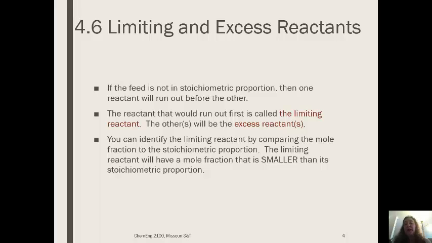One of the ways that mathematically you can identify the limiting reactant is by comparing the mole fraction that you would have for stoichiometric proportion to the actual mole fraction. If the limiting reactant mole fraction, the actual mole fraction, is smaller than the stoichiometric required mole fraction, then that is the limiting reactant. If the actual mole fraction is larger, then it's an excess reactant.